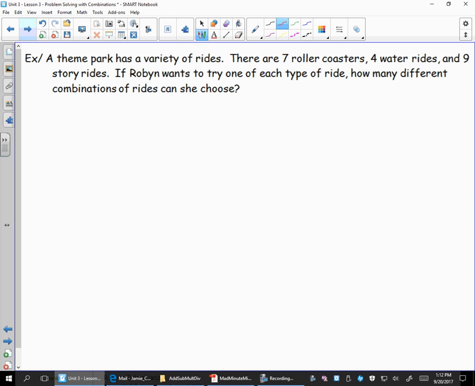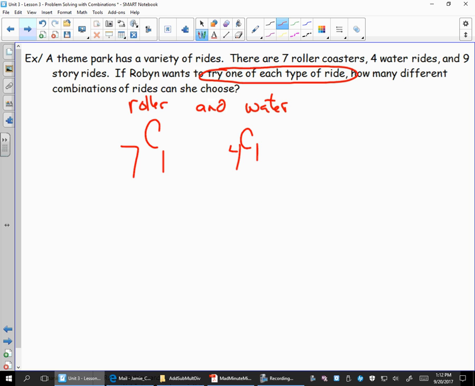Now you got to be careful here. We're told specifically she wants to try 1 of each type. So it's not like, oh, I'm going to ride it or not, ride it or not. I have to ride a roller coaster. There's 7 of them, and I need to take 1 of them. So I got to choose a roller coaster. And I have to choose a water ride. Well, there's 4 of them, and I got to choose 1. And she's got to take a story ride, and there are 9 of them. So I don't have the choice of take it or leave it. I have to choose 1 in each case. And so this is a basic counting question, a basic combination question. We multiply those 3 things together, and we should get 252.